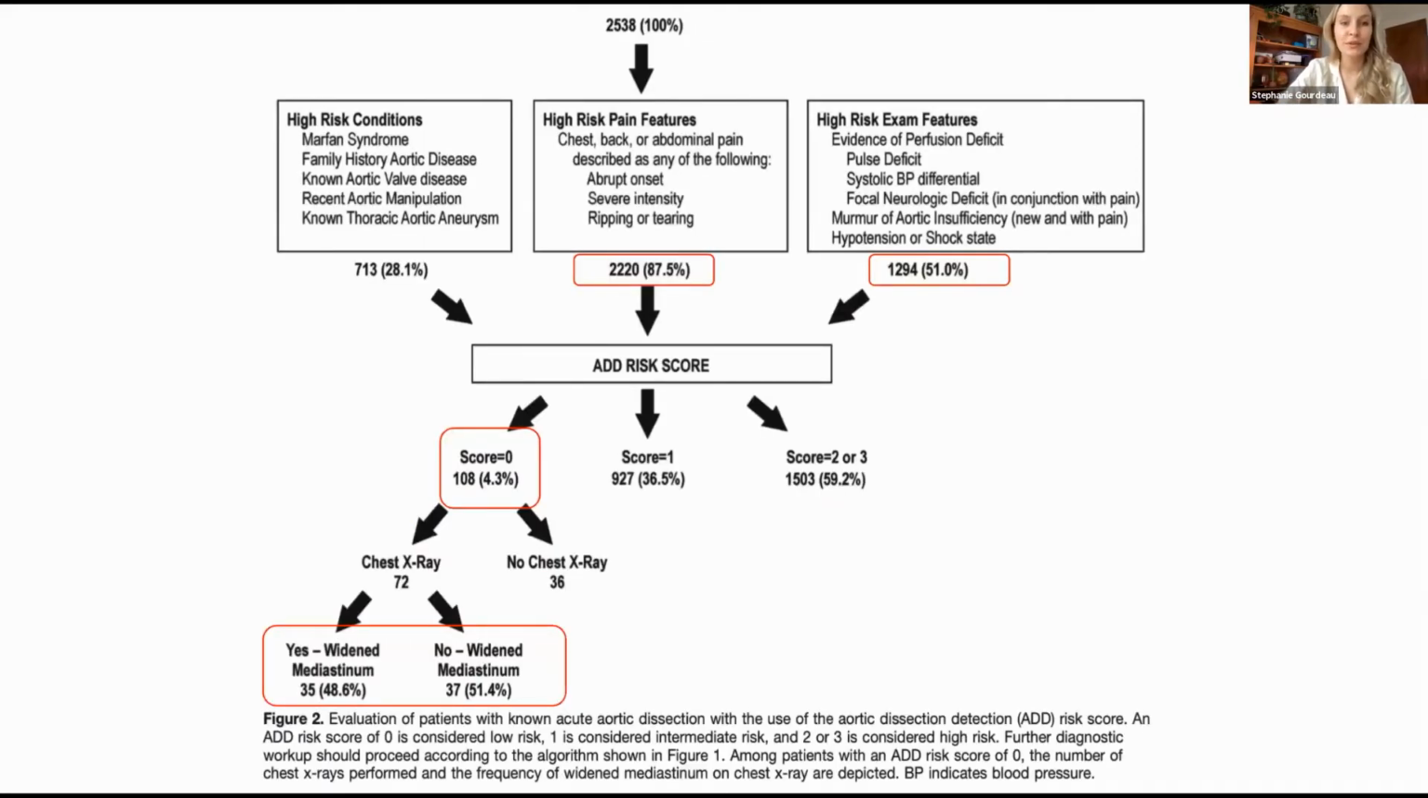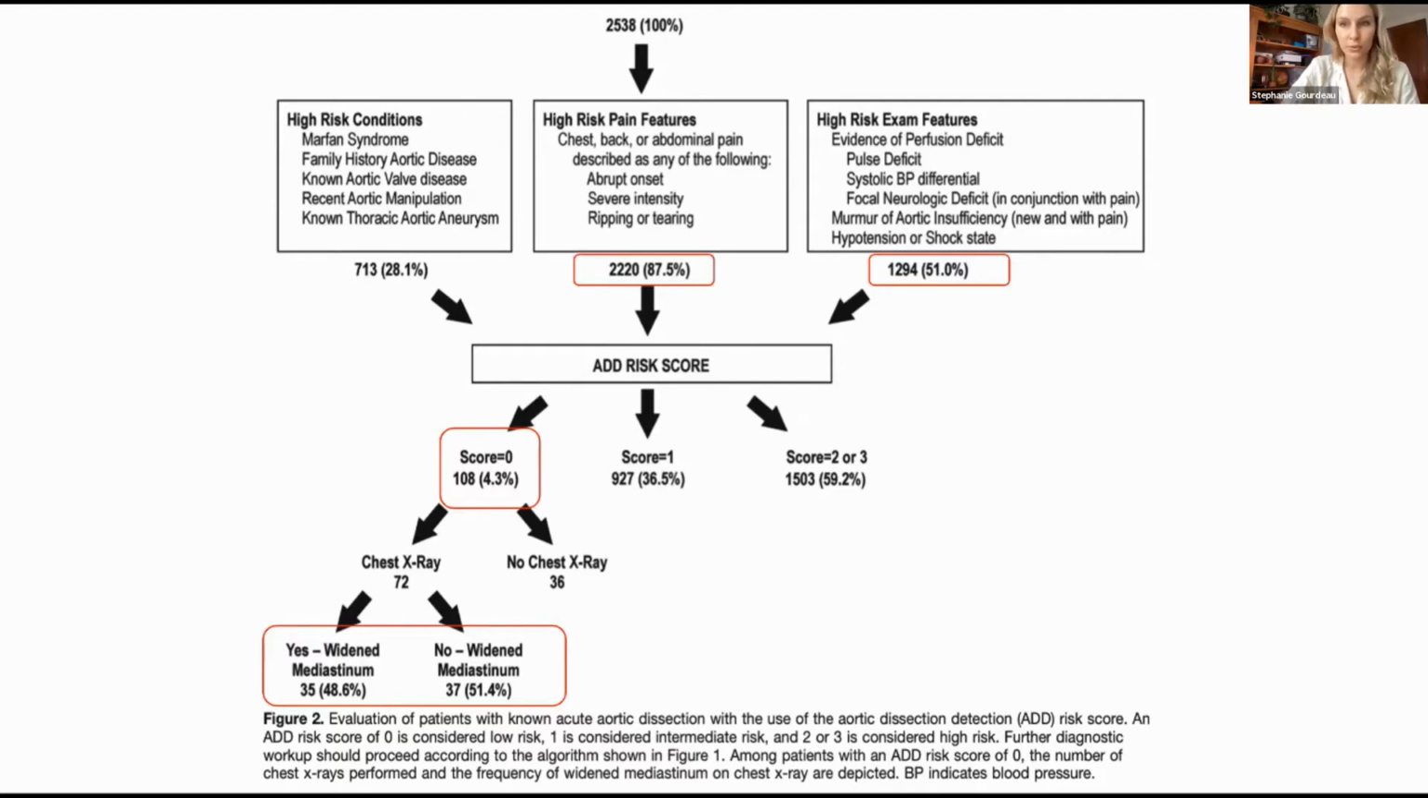So among the 2,538 patients with aortic dissection who were enrolled in these IRAD centers from January 1996 to December 2009, they assessed the presenting characteristics of the patients with confirmed aortic dissection to evaluate the sensitivity of the score. So of all the patients with aortic dissection included in this study, they found that 28.1% presented with high-risk conditions. The majority, 87.5%, presented with high-risk pain features, and half of the patients with confirmed aortic dissection presented with high-risk exam features.